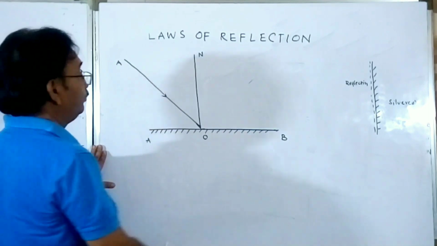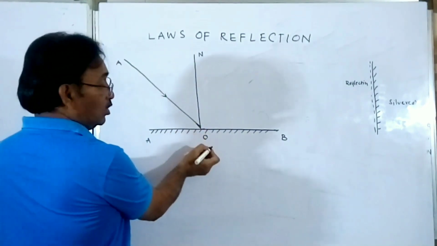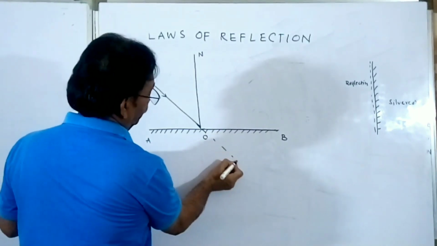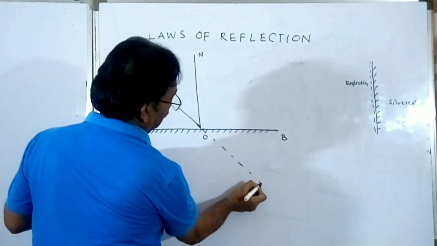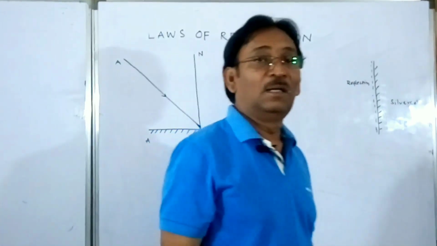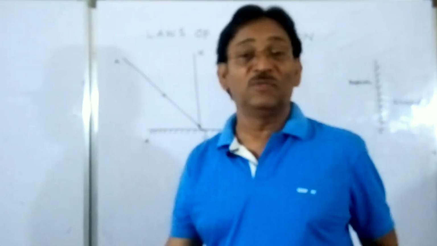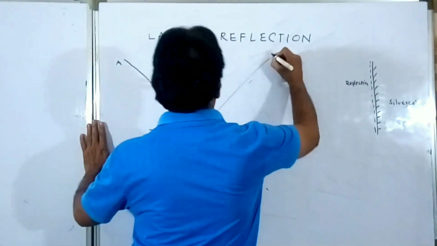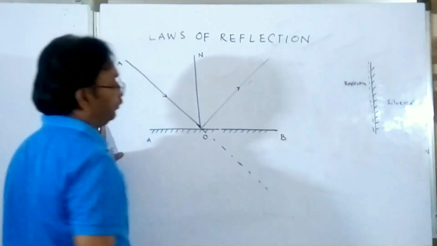This is the incident ray. And what happens when it is incident on the surface? Actually it has to move in this way because light travels along a straight line. We call it rectilinear propagation of light. Light always travels along straight lines. But because of the obstruction of the mirror, it changes its path and travels in this way.